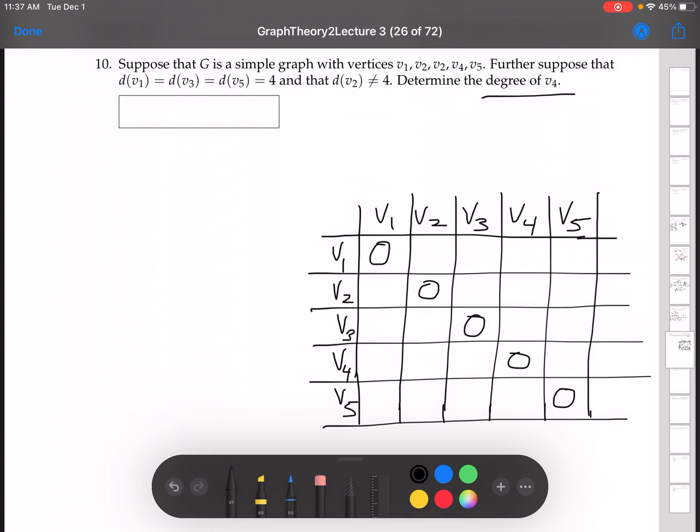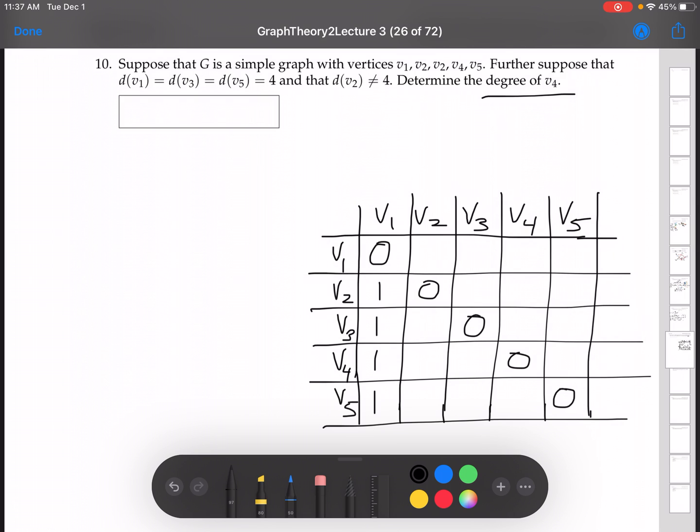Now we suppose that the degree of V1 and the degree of V3 and the degree of V5 is 4. Remember that the degree of V1 is the same as adding up all of the ones in the first column. So if the degree of V1 is 4, then in our adjacency matrix, we must have 1, 1, 1, and 1.